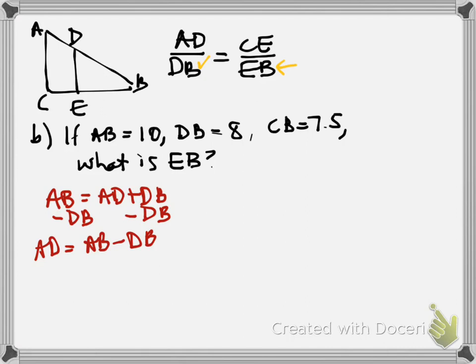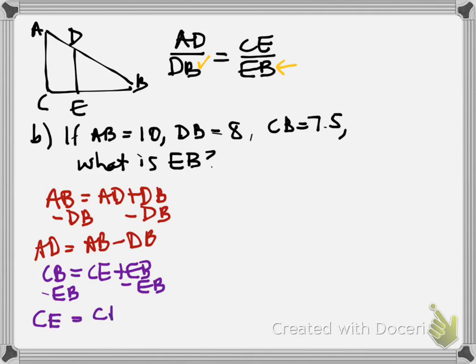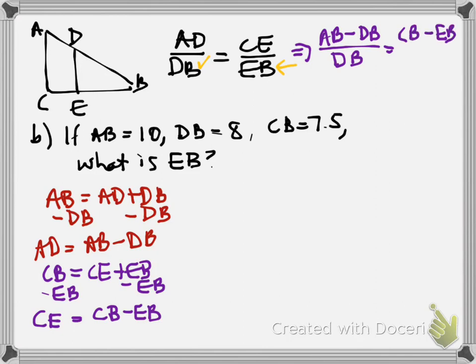Then they give me CB, so I look at what that is, and I've got the same sort of thing going on. CB is the entire length, and it's made up of CE plus EB. CE is in my original, so I'm going to solve for it. And I get the length of CE is equal to CB minus EB. So if I rewrite this proportion, AD now is going to get replaced with AB minus DB over DB, is going to be equal to, and CE is going to be replaced with CB minus EB over EB.